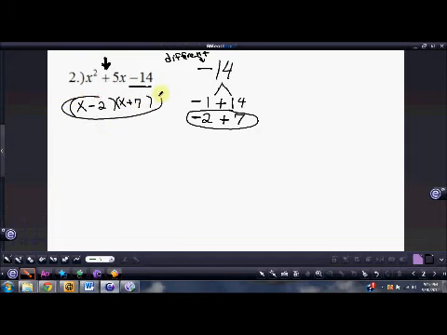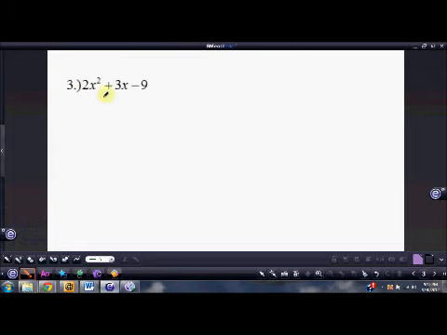Okay, question number 3 actually introduces that number in front. Whenever I have a number in front, I need to remember my formula, ax squared plus bx plus c. What we're looking to do is 1 over ax, and multiply a times c. So that first number times that last number, okay? A, in this case, is 2. C is negative 9.